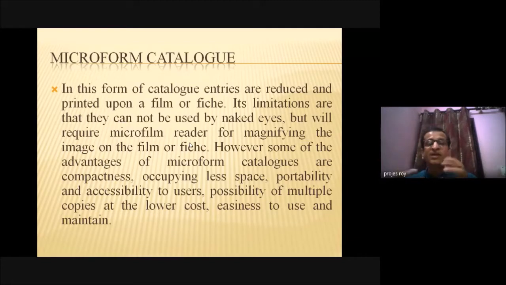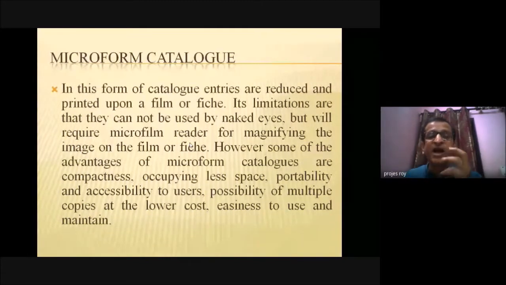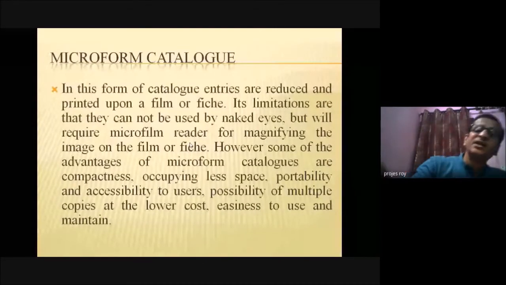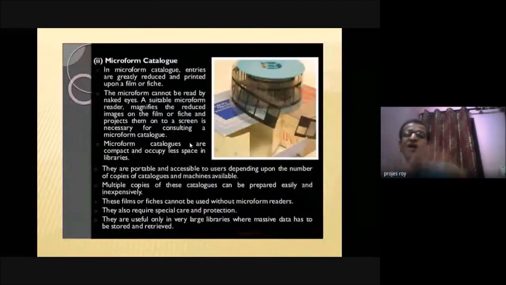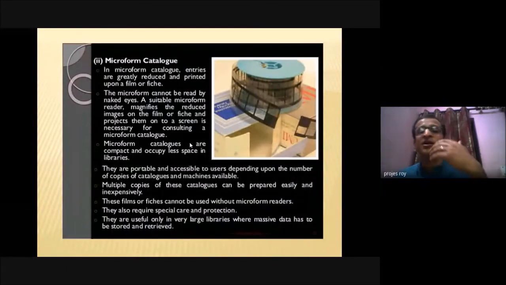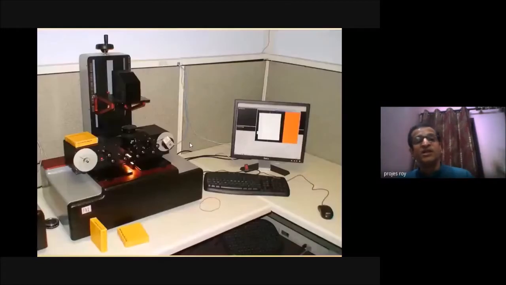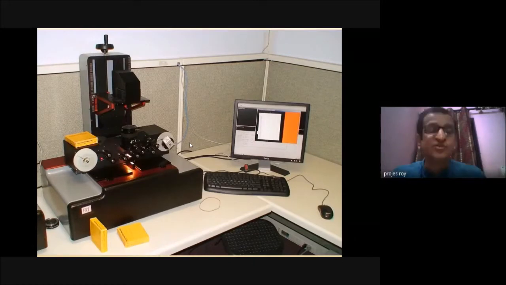So all the documents can be printed on that particular film. If you look at the film, this is a kind of film. In one film, you can have lots of catalogs. If you want to see all this catalog, you require this kind of machine-oriented device, which allows you to read what is written in that catalog card in the film. Otherwise, it is impossible. So, what are the advantages?